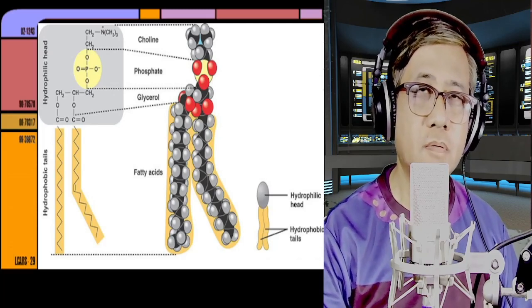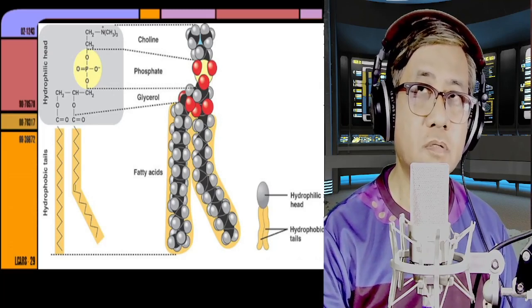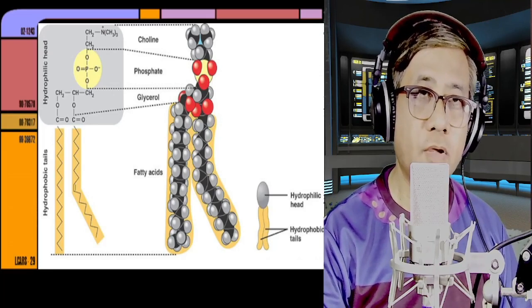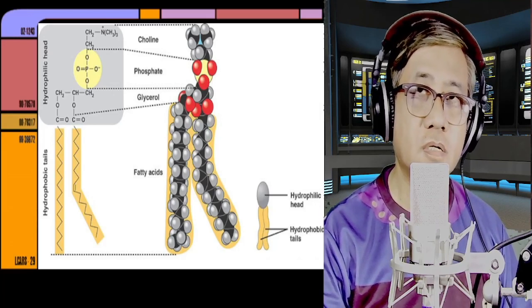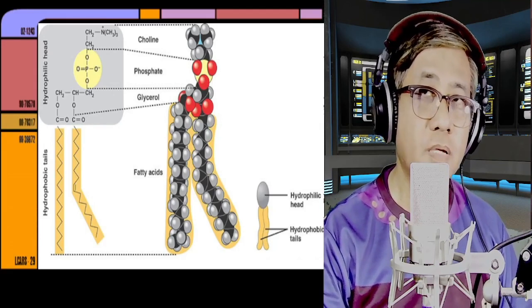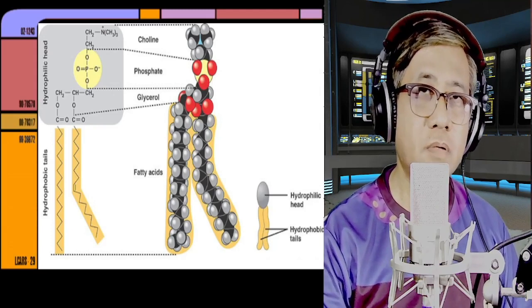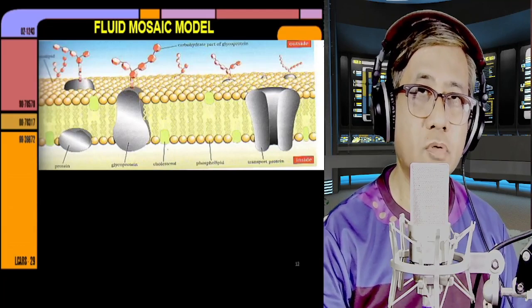The head of the phospholipid molecule is polar, meaning it's hydrophilic and it attracts water molecules. Now attached to the head are two fatty acid tails. The two fatty acid tails are non-polar, so they repel water, or the two fatty acid tails are said to be hydrophobic. Alright, and the cell membrane follows this model known as the fluid mosaic model.